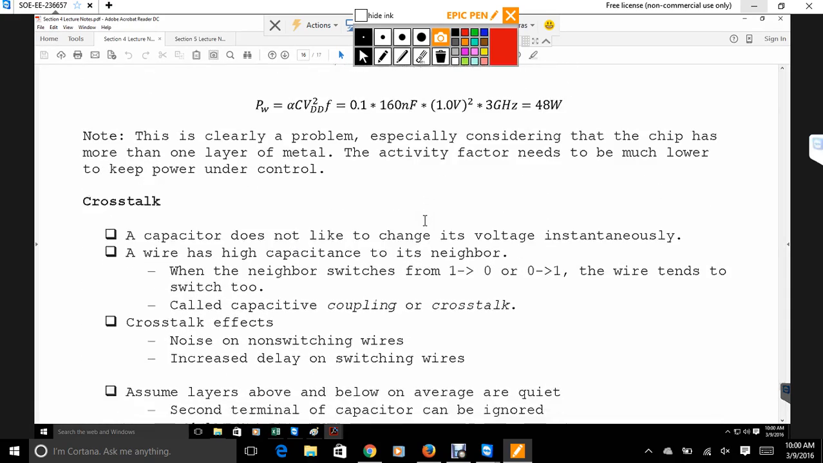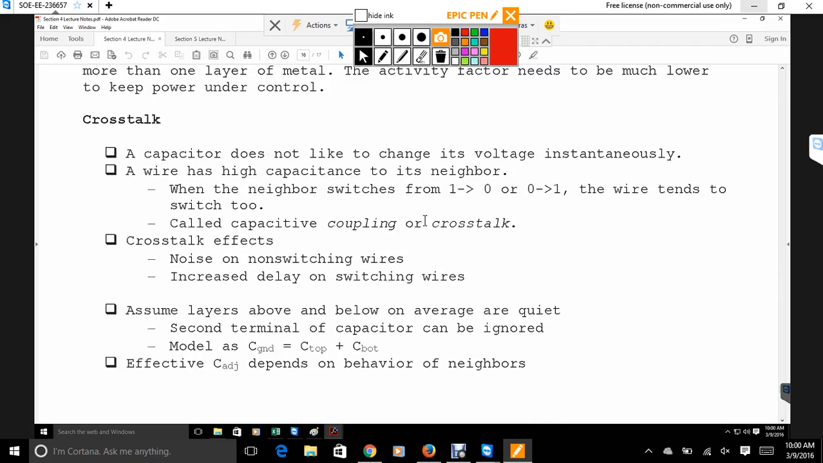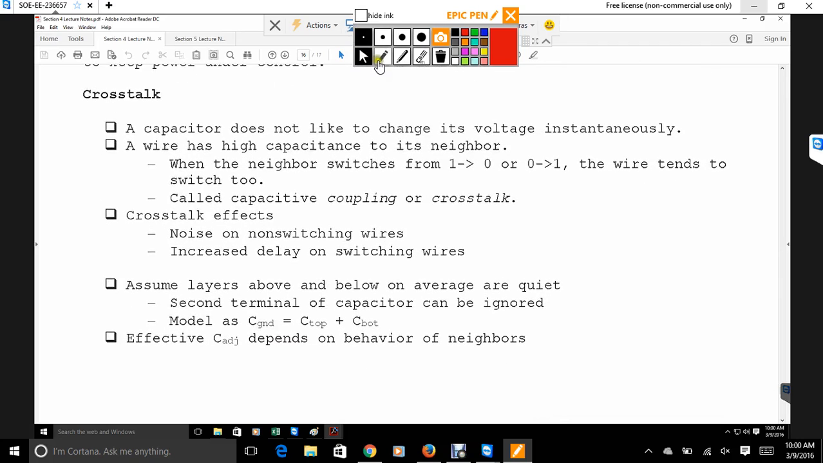So I've been alluding to this concept all lecture today. We have this idea where we have two wires going like this, right? So both of them are a 1. Well, what ends up happening when one of them changes to a 0?